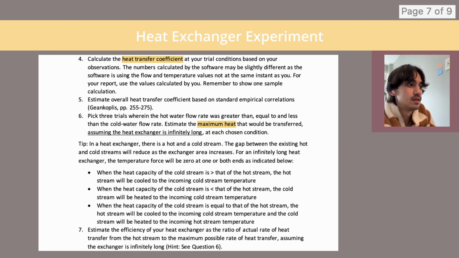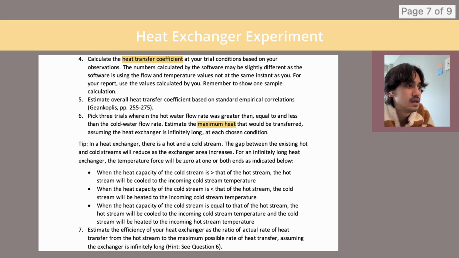And then point 5 in the interim report, estimate the overall heat transfer coefficient based on standard empirical correlations. Gene Coppolis, page 255. And then pick 3 trials wherein the hot water flow rate was greater than, equal to, and less than the cold water flow rate. Estimate the maximum heat that would be transferred assuming the heat exchanger is infinitely long at each chosen situation.